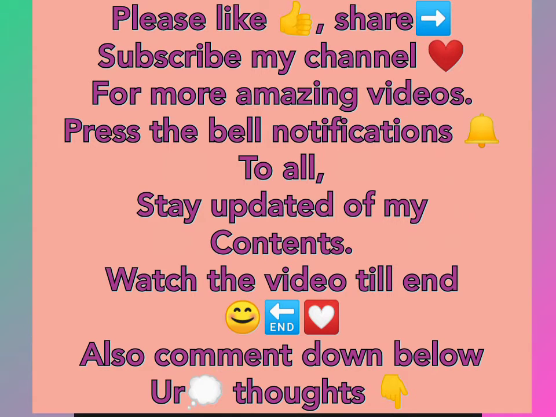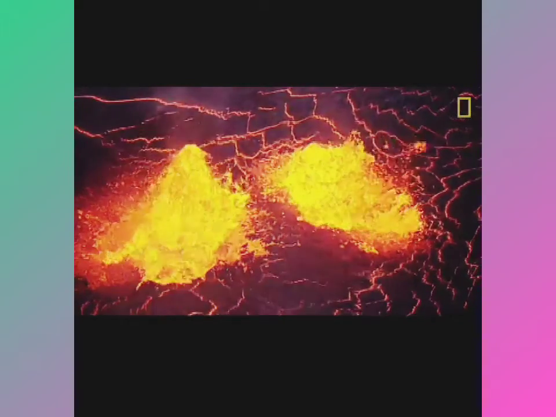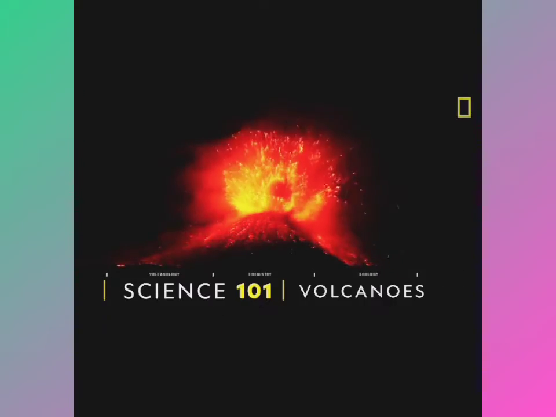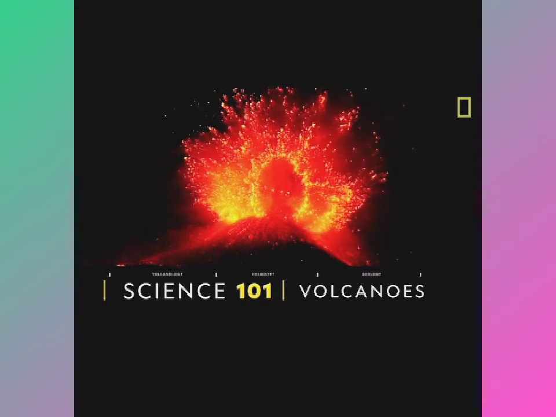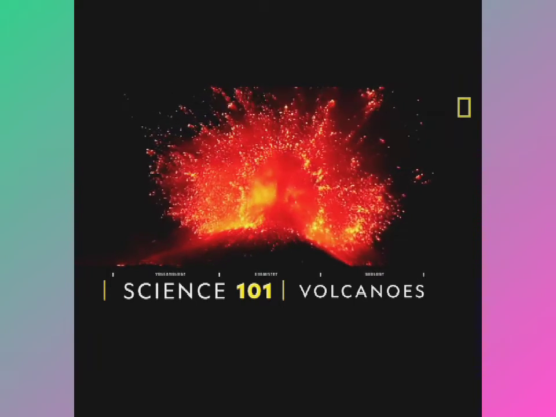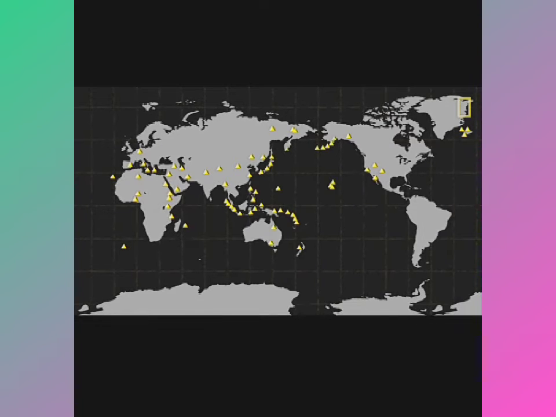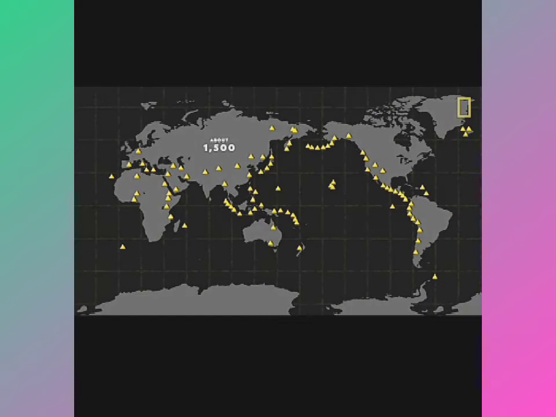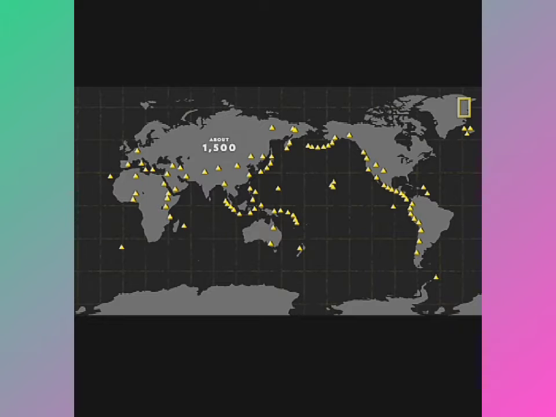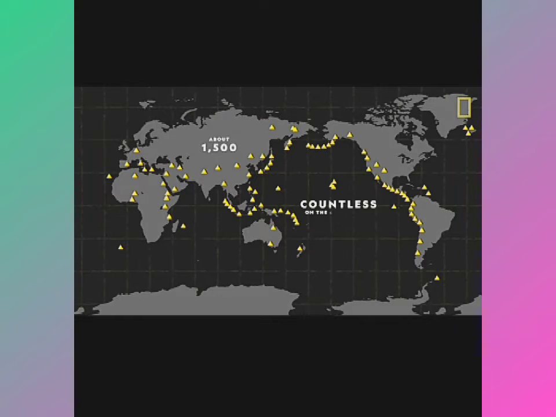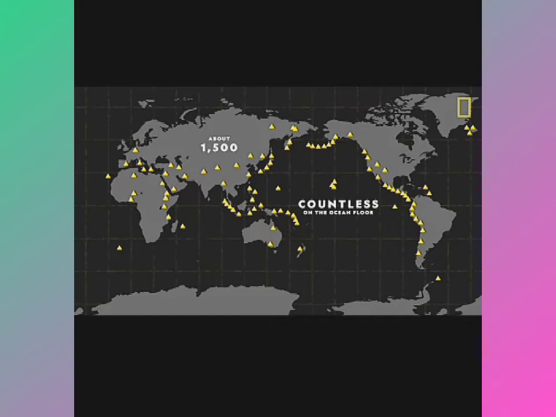Bubbling and boiling thousands of miles beneath the surface and just waiting to burst through. Volcanoes are scattered across the planet. About 1,500 active volcanoes can be found across the world, though countless others are on the ocean floor.